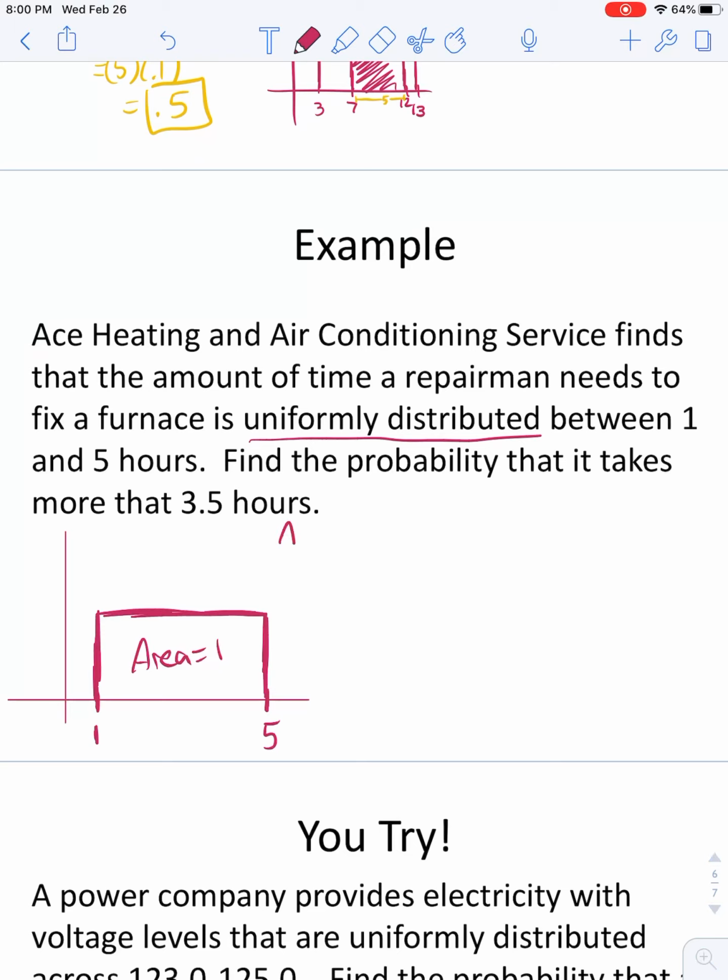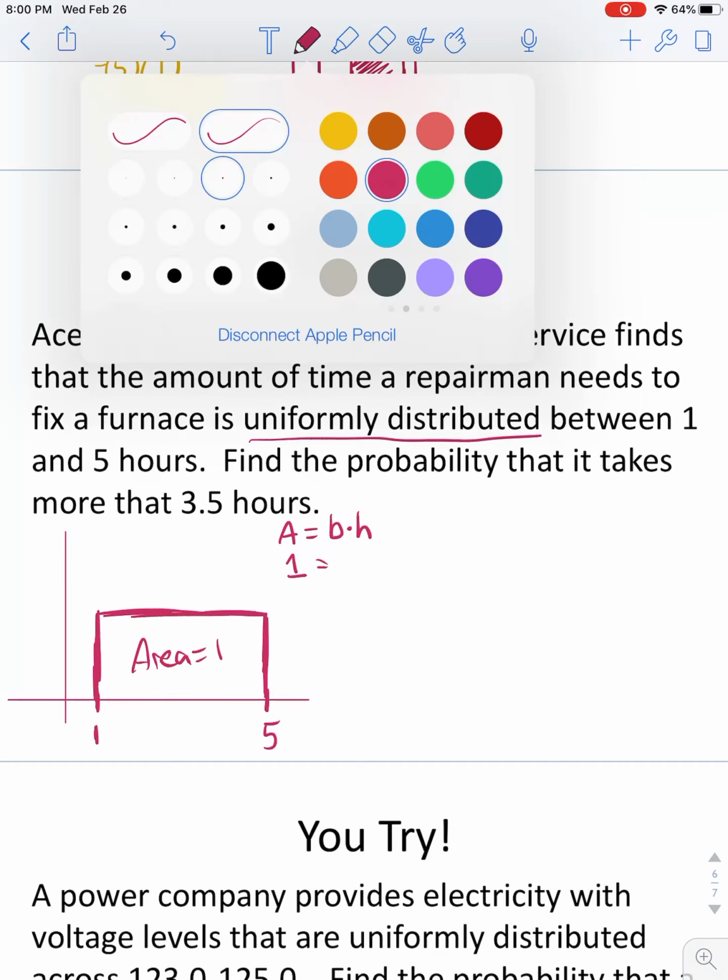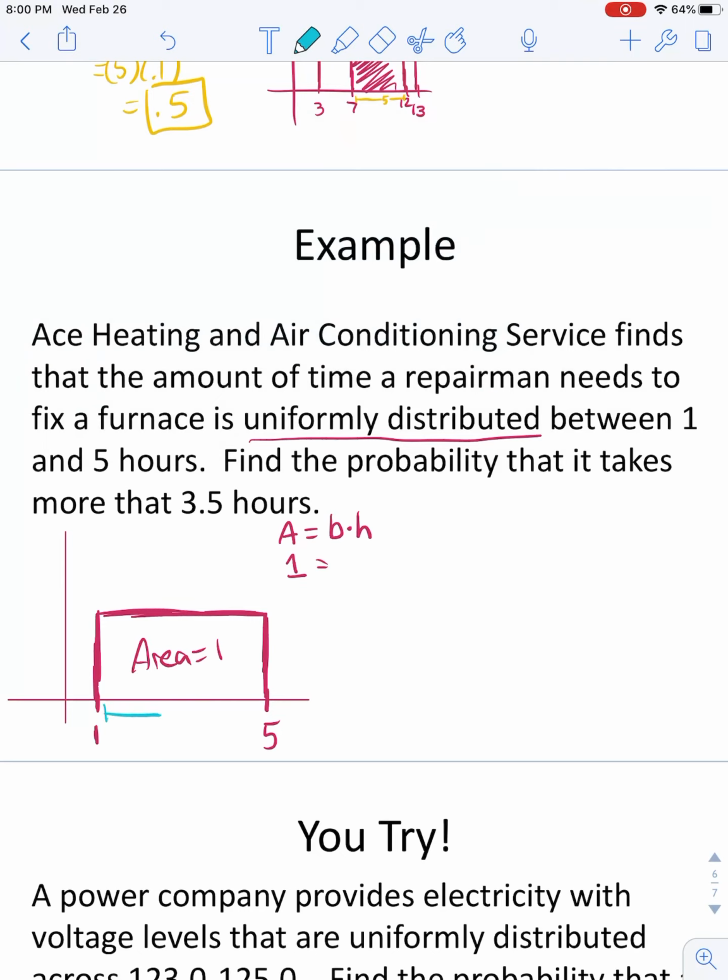We know that area equals, this time I'm going to call it base times height. That's more typically what I call it. We know that area equals 1, so I can replace A with 1. The base here is from 1 to 5, which is 4 units wide. So my base is 4, and what I really want to know is my height. If I knew my height, then I would know my probability. So I'm going to divide both sides by 4, and I get 1 divided by 4, or 0.25, is the height. So right here, we're going to put 0.25.